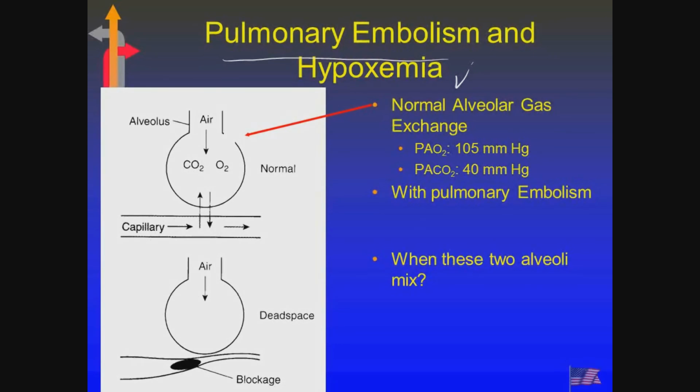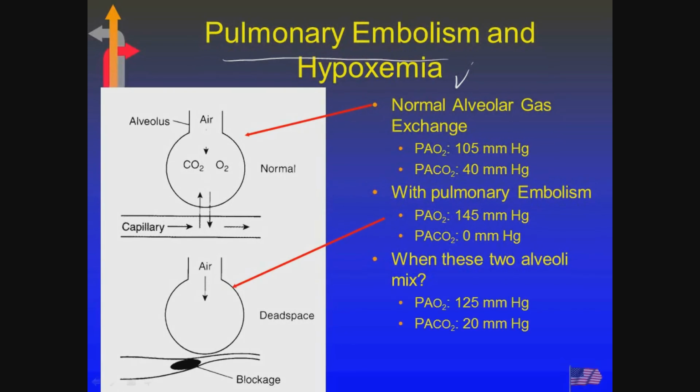Very good. With a pulmonary embolism, what you end up having is basically an alveolar PaO2 that's higher than what you would expect to see, because there's no carbon dioxide there. There's no CO2 being brought back. So when they mix together, you end up having basically an alveolar PaO2 of 125 and an alveolar CO2 of 20, overall. So why do patients who have a pulmonary embolus have hypoxemia? In theory, it should not be there. In theory, the alveolar PaO2 is elevated.